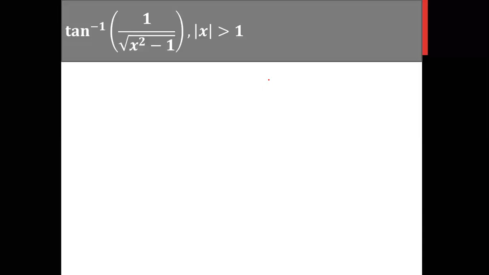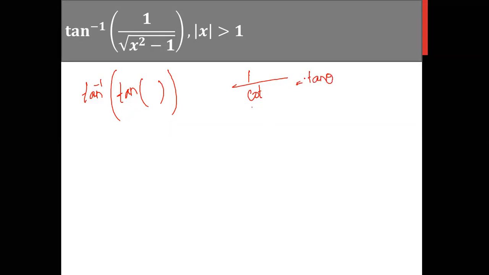Why cosecant theta, if you ask: see, I have tan inverse of something. Correct? If I get tan inverse of tan, I can do something, or even tan inverse of cot I can do something. But the problem is that it is 1 by something. So when it is 1 by something, the denominator must always become cot. When the denominator is cot, 1 by cot I can replace by tan. But the denominator has square root of x square minus 1. So for this to become cot, what should be the substitution? The square root of x square minus 1 should be cot theta. Cot theta.